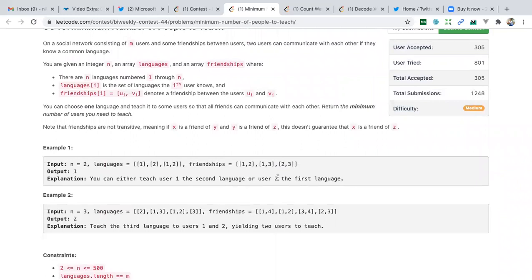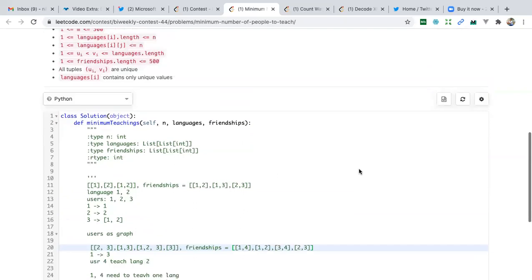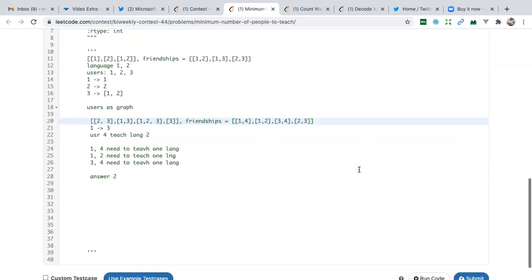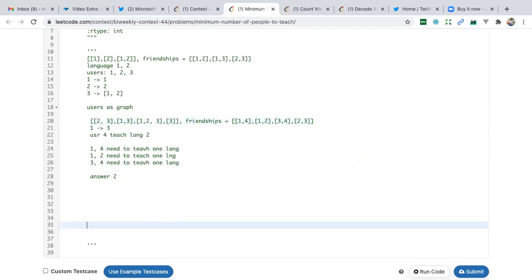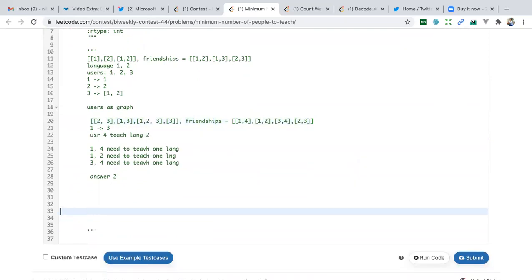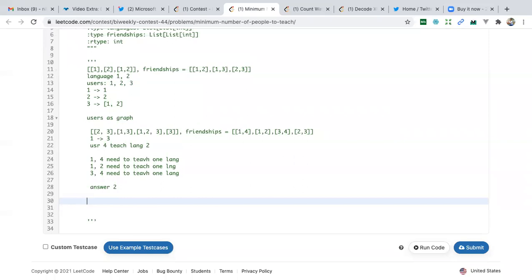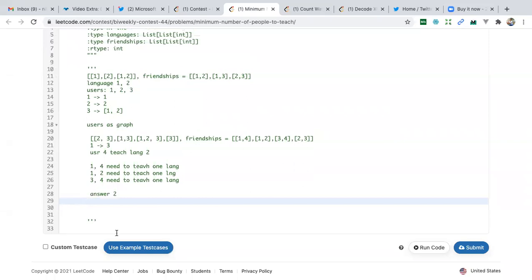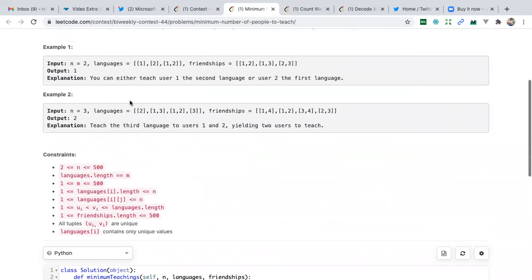So all friends can communicate with each other. So it is not the problem of connected components, because this is not transitive. Okay. So it should be simpler. The solution should be simple, not very complex. The complexity is to understand the problem and formulate the solution. The coding part should be quite easy, I think. So now let's see.